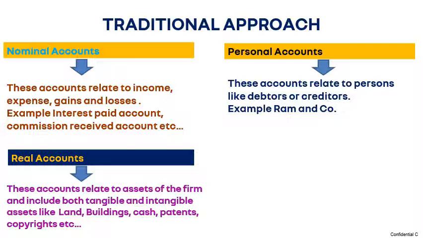So, in a nutshell, let me reclassify again. We have three types of account: personal, nominal, real. Personal relates to individuals, companies, debtor, creditor, etc. Nominal account: all income and expenditure, gains and losses come under the nominal account. Real account relates to assets of the firm, which include tangible or intangible ones. The classic examples are land, property, plant, building, equipment, etc.